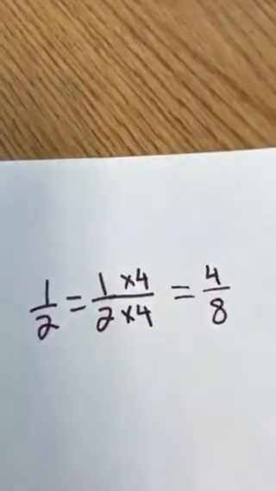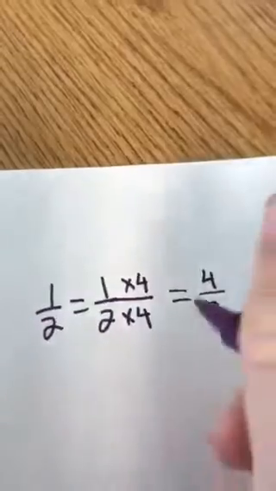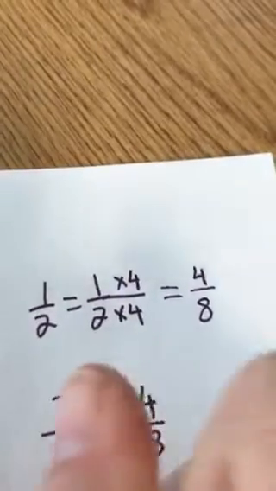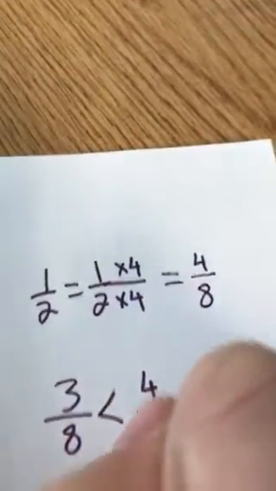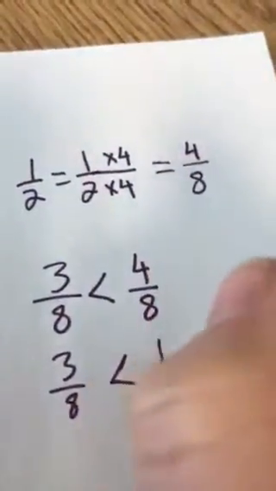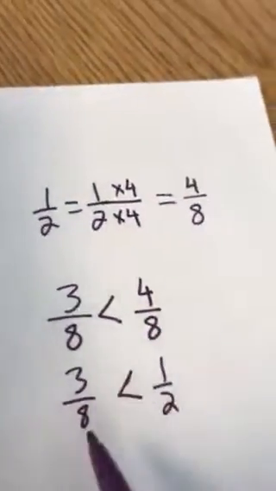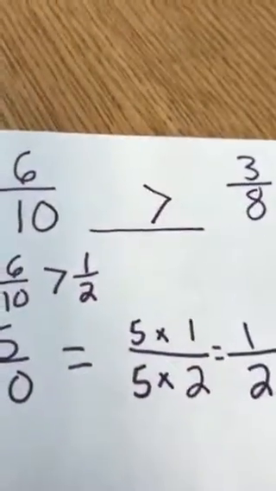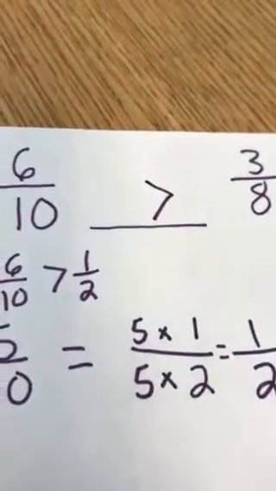And 4/8 equals 1/2. So if 4/8 equals 1/2, 3/8 is less than 4/8, which means 3/8 is less than 1/2. So if I know 3/8 is less than 1/2 and 6/10 is greater than 1/2, then I know 6/10 is greater than 3/8. Let's take a look at what that looks like on the number line.